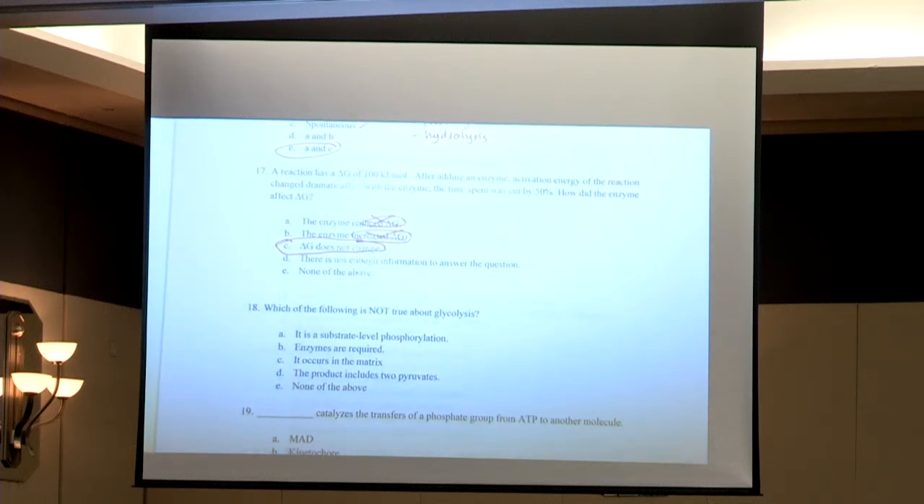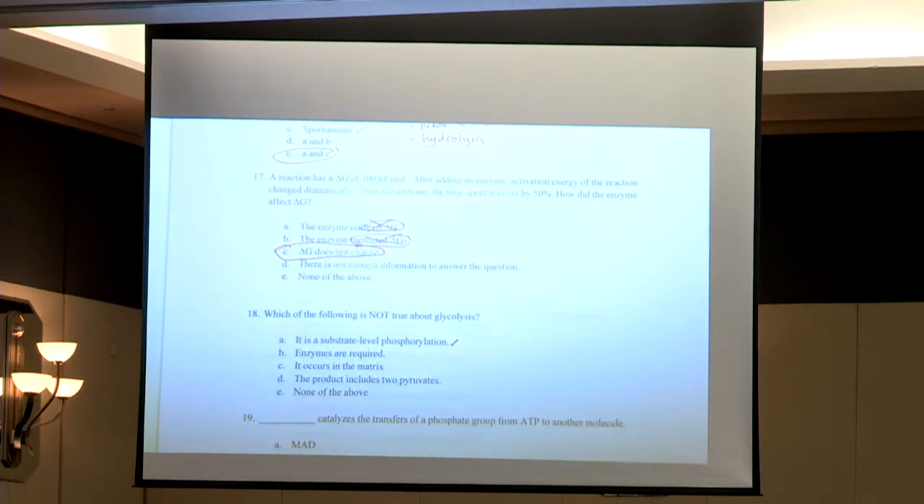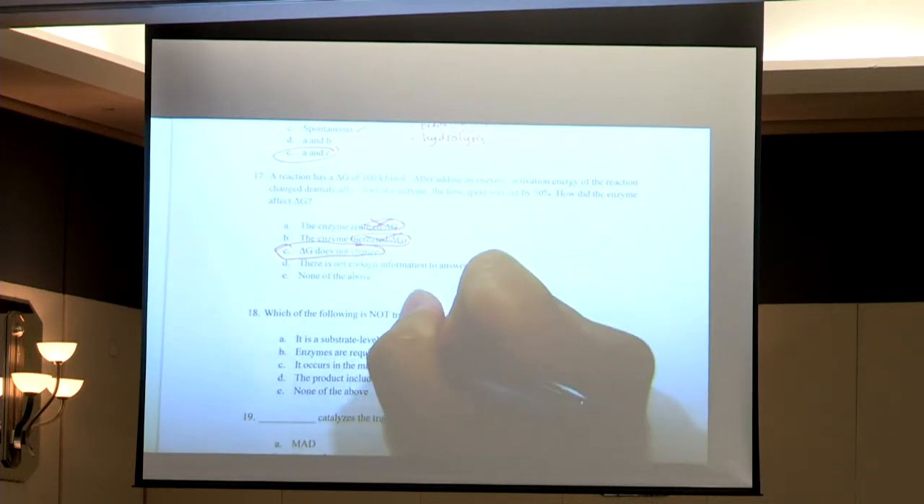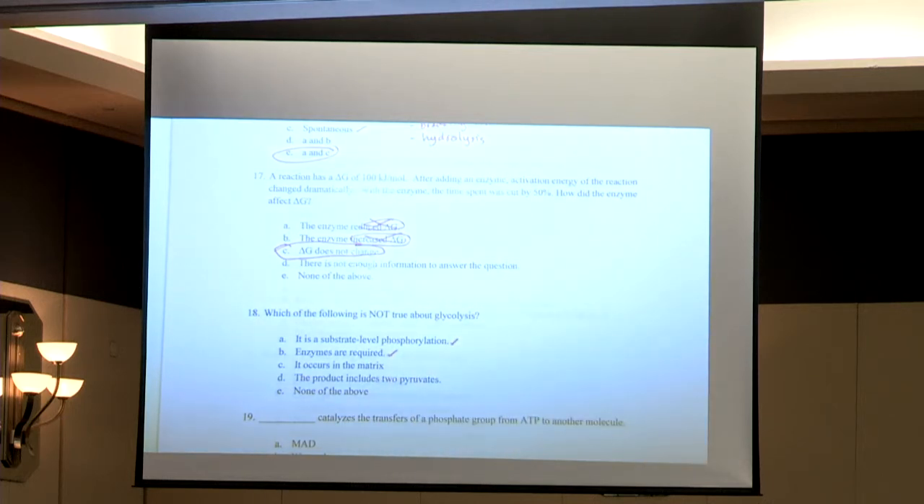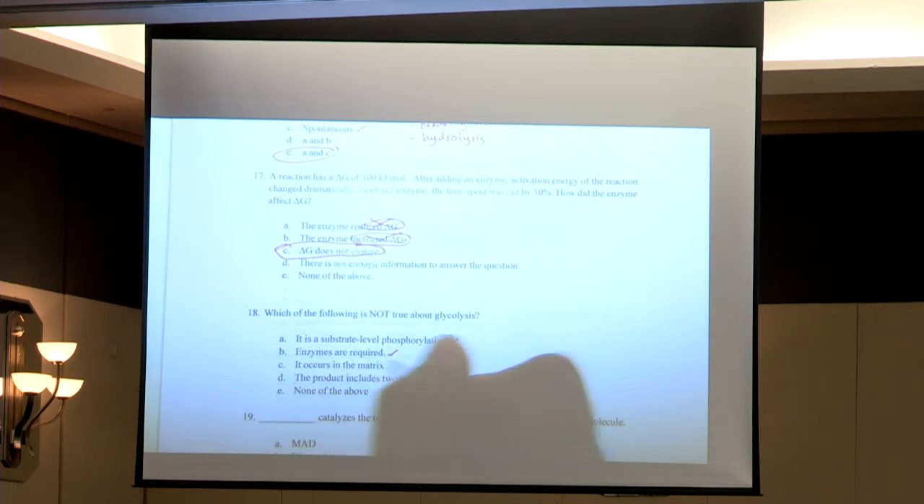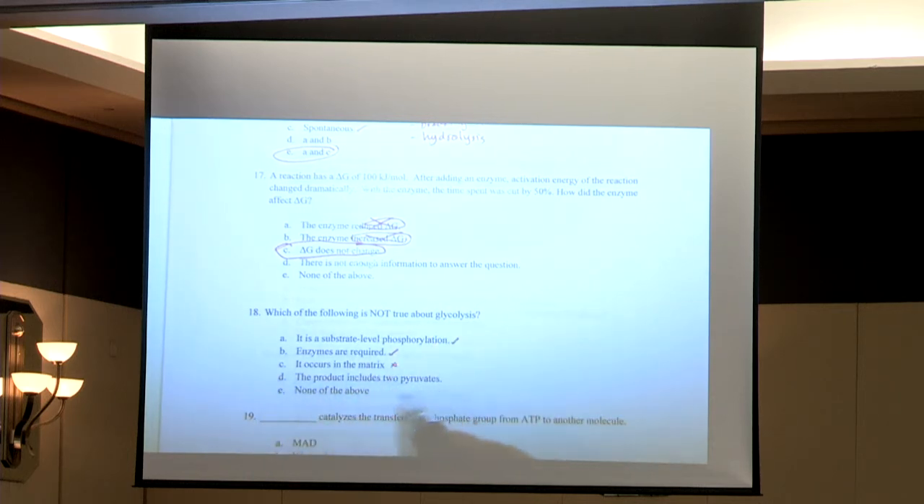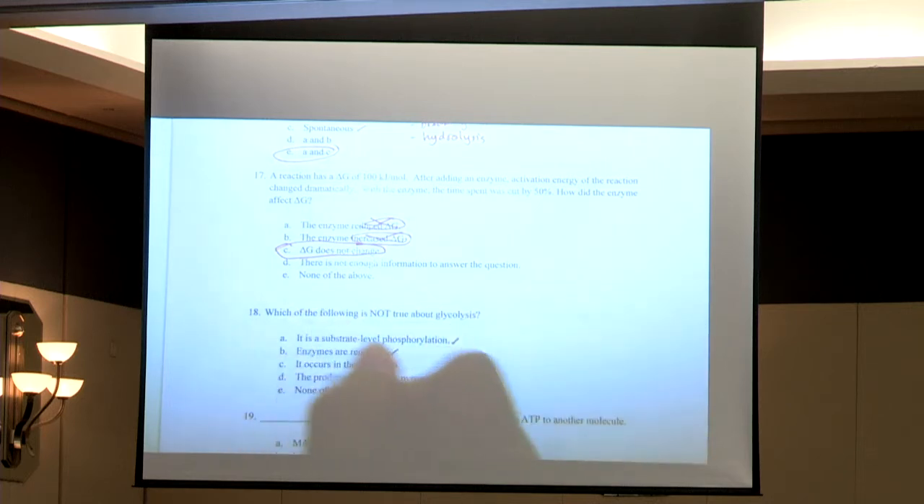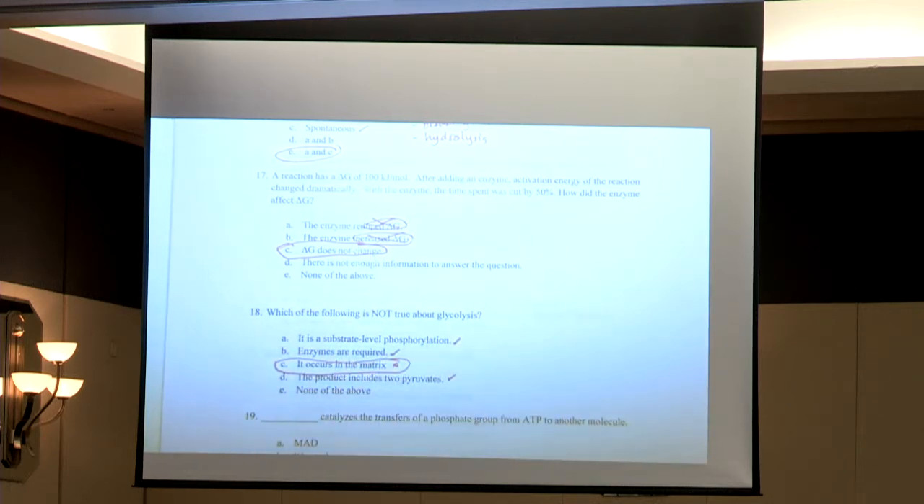Okay, next one. Which of the following is not true about glycolysis? Okay, glycolysis, where does it happen? Cytoplasm, right? So just look into the first one. Glycolysis, it is a substrate level phosphorylation, is it correct? Yes, right? So enzyme are required? Yes, if it's a substrate, you require enzyme. It occurs in matrix? No. So the product includes 2 pyruvate? Yes, so the answer is this one.